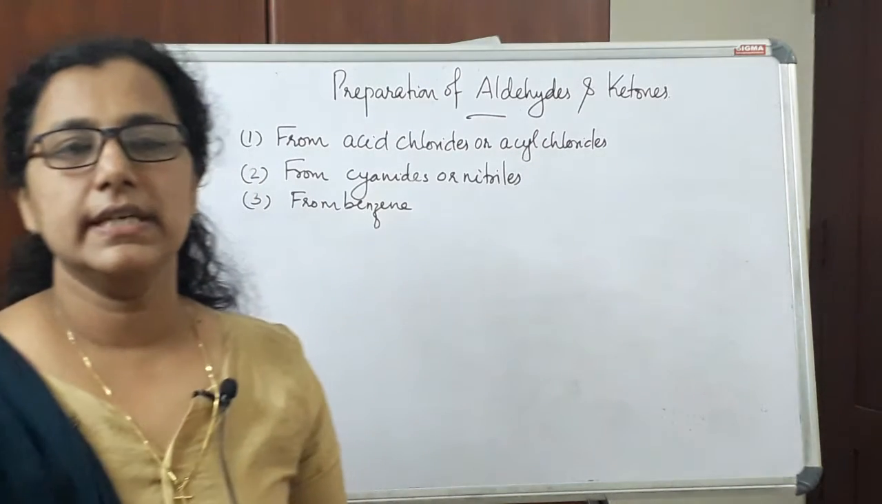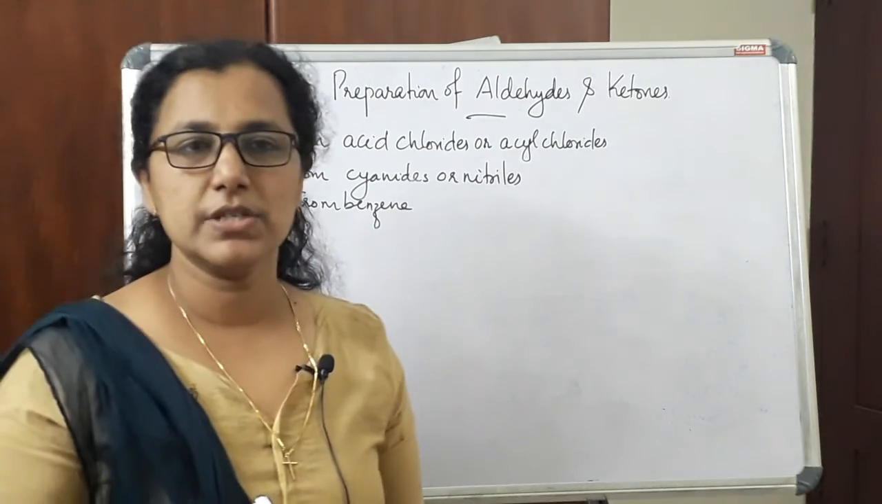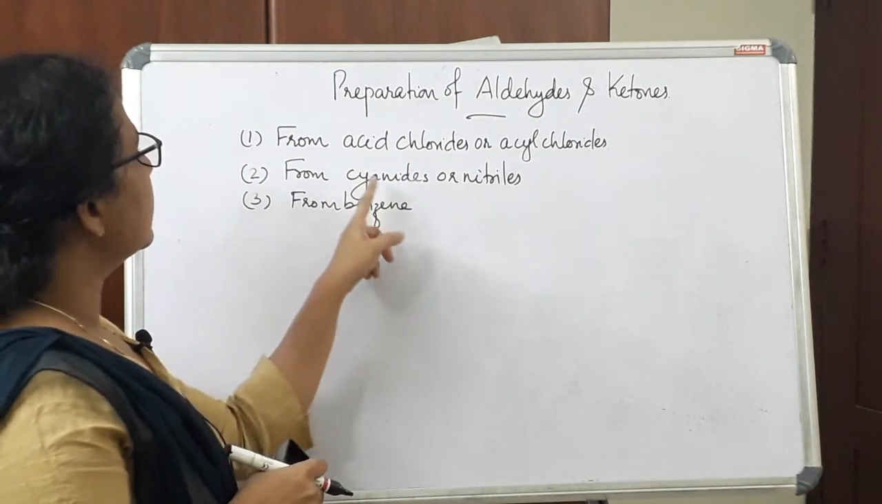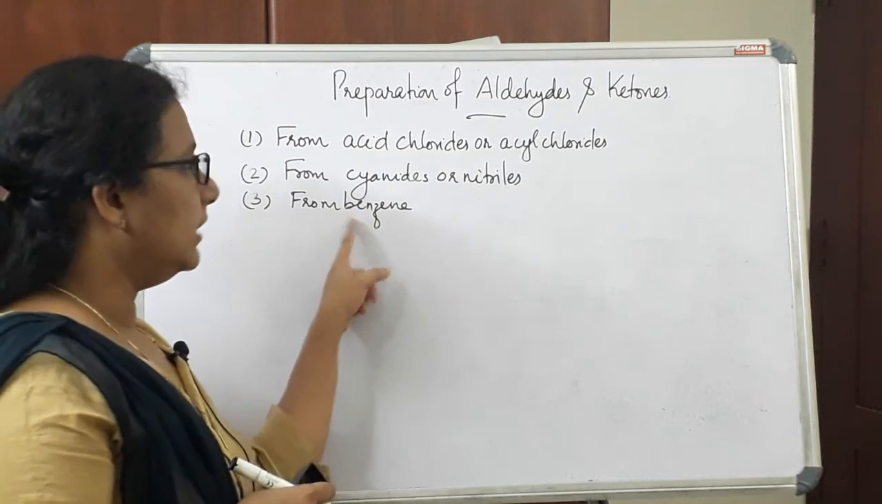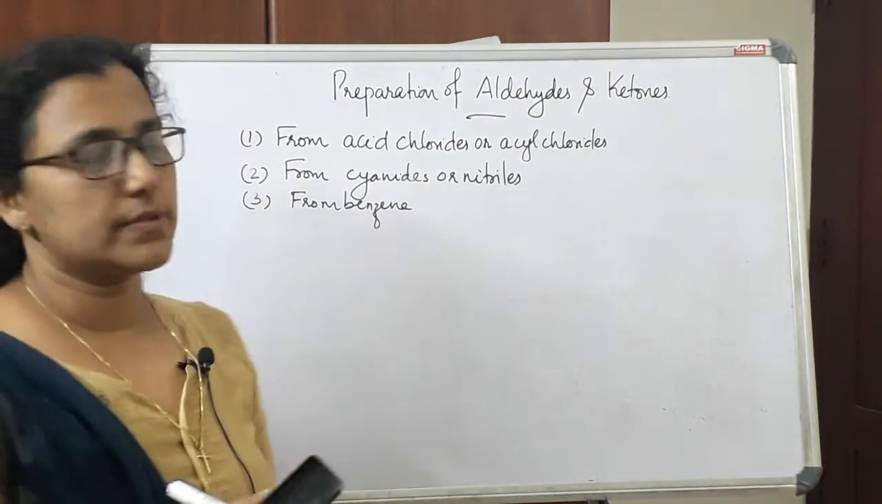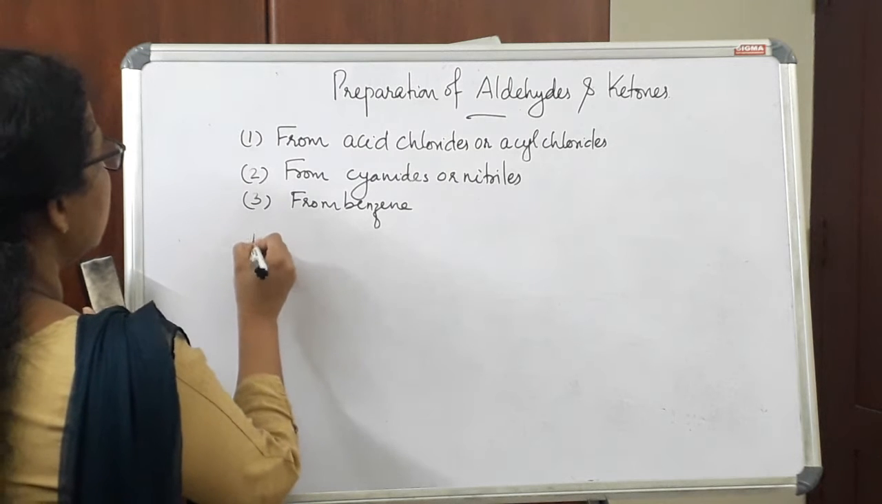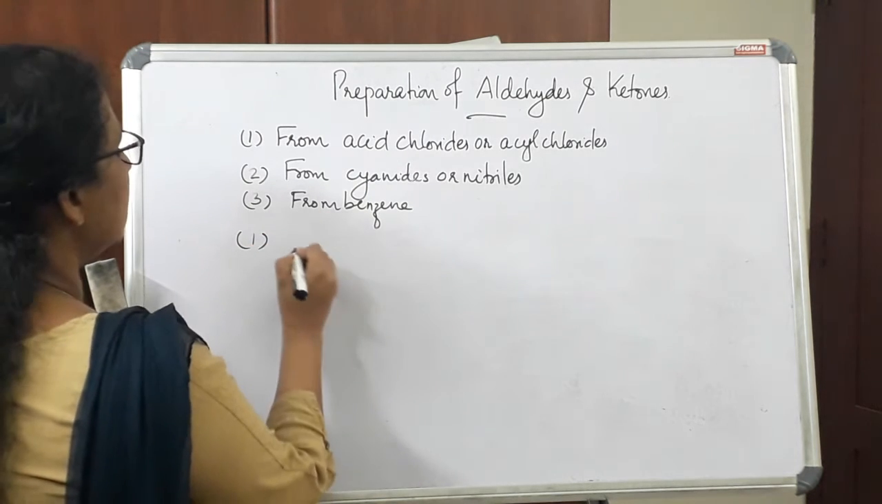Hello students, let's see the important methods for the preparation of ketones. So from acid chlorides, cyanides or benzene, we can prepare ketones also. So let's see the first method. First method for the preparation of ketone is from acid chloride.